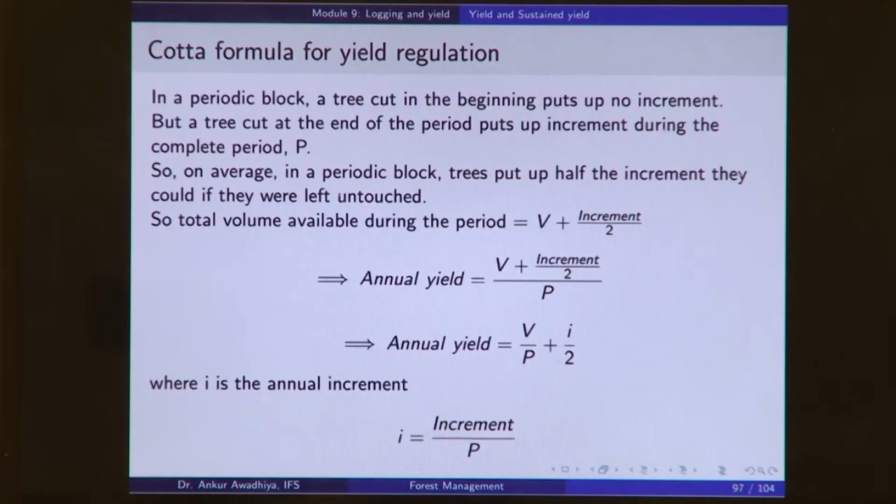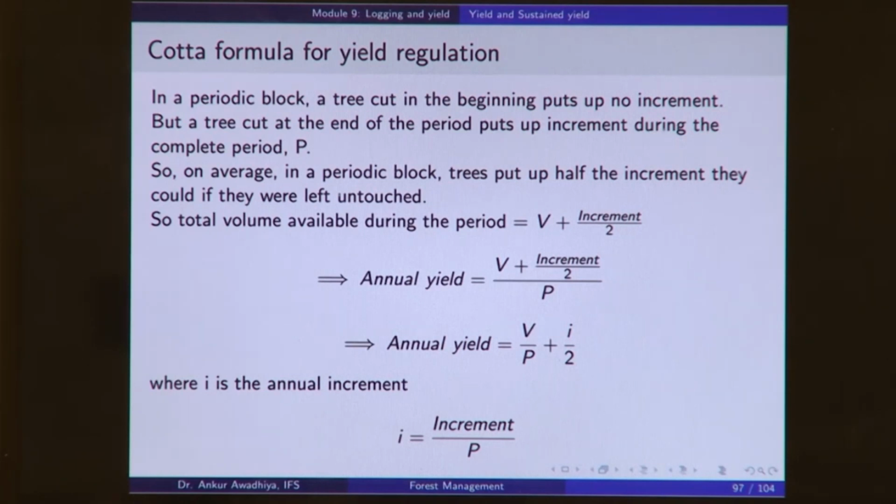Next is the quota formula. Now, the quota formula says that in a periodic block, a tree cut in the beginning puts up no increment, because this tree is gone. If there is no tree, there will not be any increment. A tree that is cut at the beginning puts up no increment, whereas a tree that is cut at the end of the period gets the whole period of P years to put up the increment, so it puts up the complete increment that is possible for it. So, on average in a periodic block, the trees will put up half the increment they could if they were left untouched. Here again we are looking at the average values.